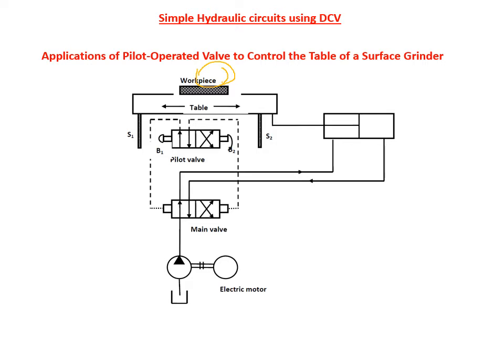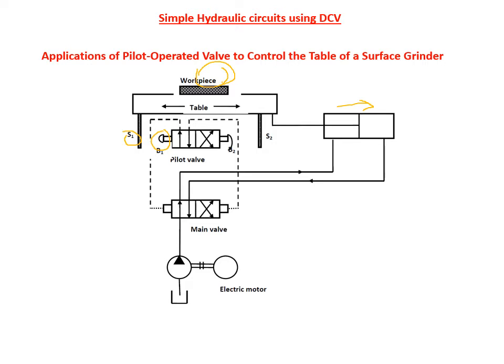So coming to the circuit, what you observe is that the pressurized fluid comes from the pump and goes to the rod end side of this particular actuator, which is directly connected to the table. Because of this, the retraction motion will start. Whenever this table reaches the retracted position, this S1 stopper will hit the position B1 of this 2x4 direction control valve, which is pilot operated.